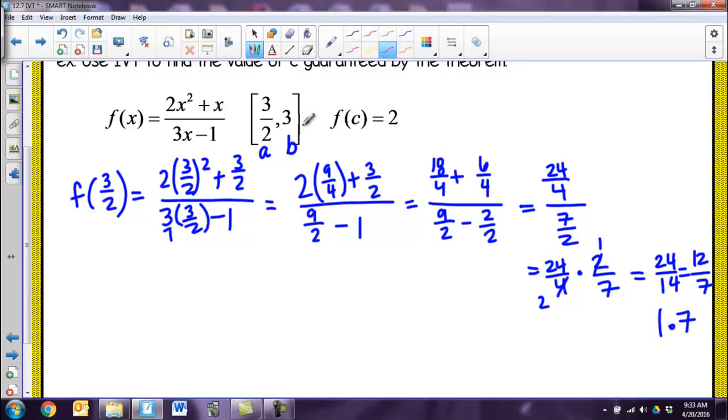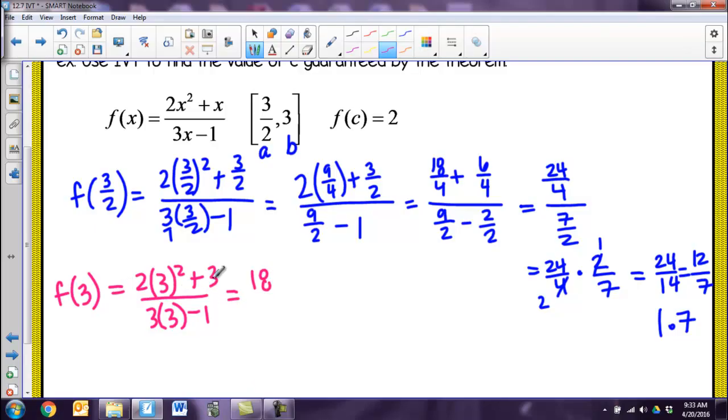Okay, now I've got to do the same thing with my second point, and I've got to find f of 3. So wherever I see an x in my original equation, I just plug in 3. And thankfully this one's a little bit easier, less fractiony. I get that this is 18 plus 3, that's 9 times 2, all over 9 minus 1 is 8. So my second value is 21/8. And again, that as a decimal is really close. It's over 2, it's about 2.6.